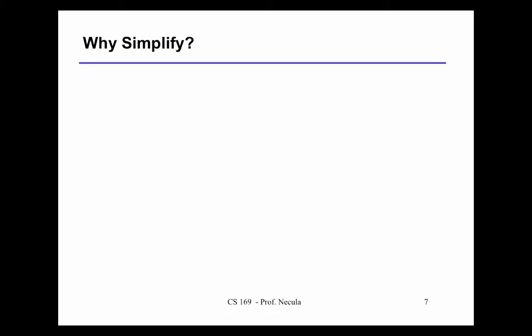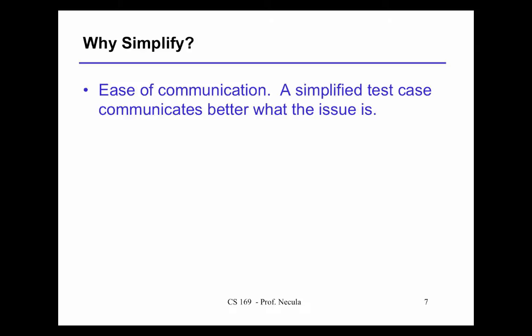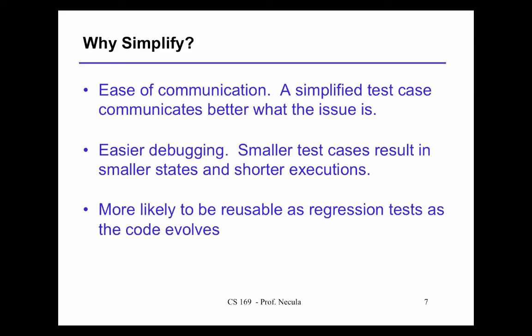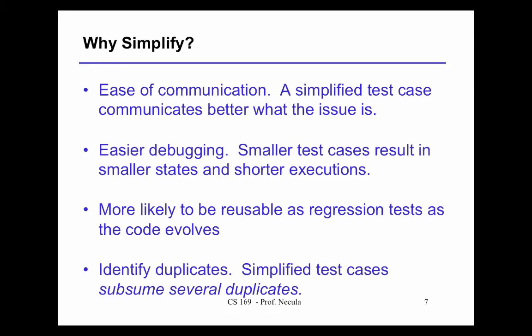And more? That's it? I think I have one more. Smaller bug reports probably make for better regression tests to keep for later, to rerun on future versions of Firefox to make sure you don't fall back into the same bug that you had before. Okay, so ease of communication, you got this. Easier debugging, you got this. This was the first one. Yeah, I got this, and you got this too. Oh, very good score.